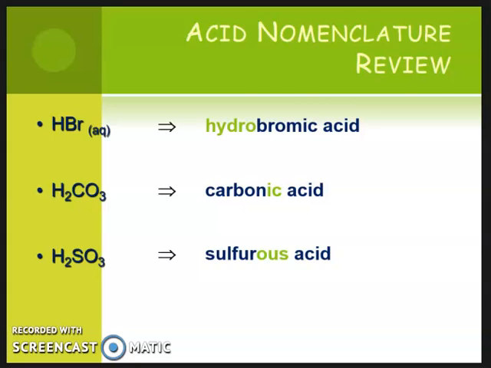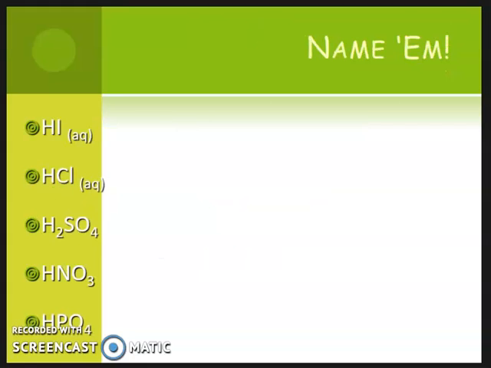Okay, now let's challenge ourselves. We might have some memorized already because these are typical ones that we use. So name these acids. Pause it, and then I will give you the answers when you restart it.